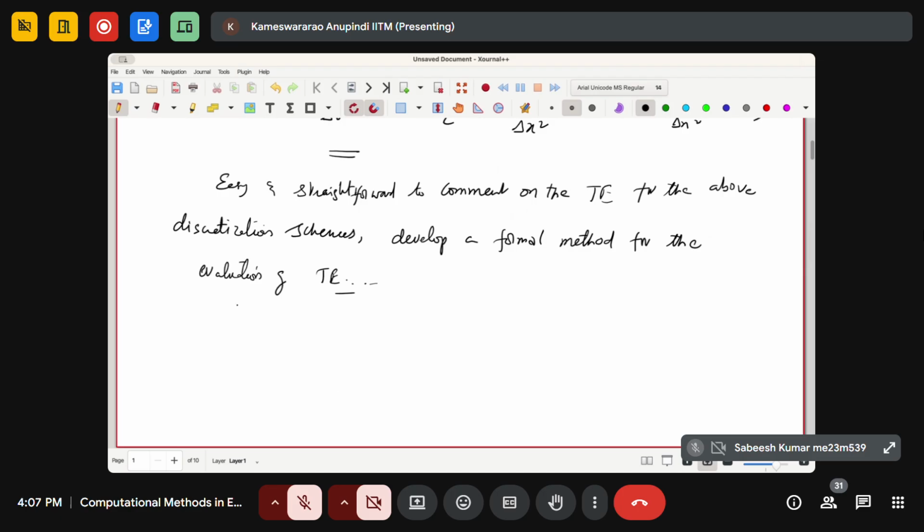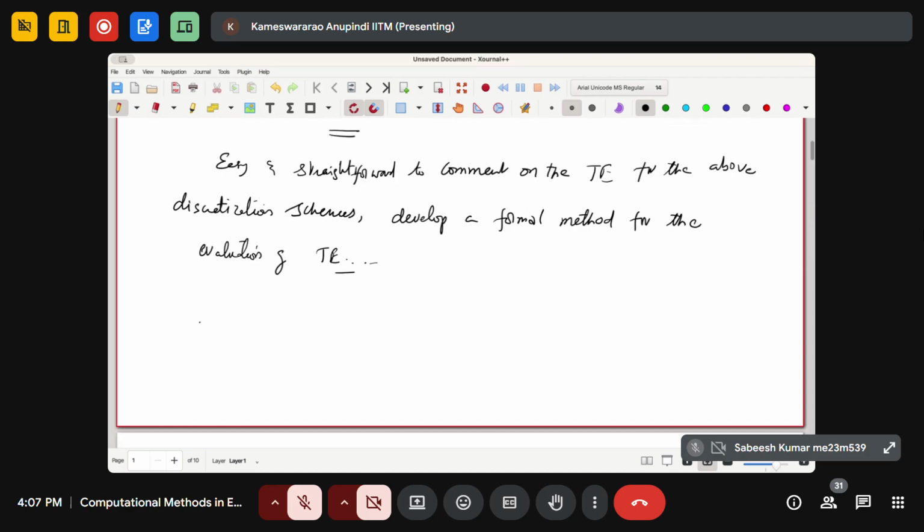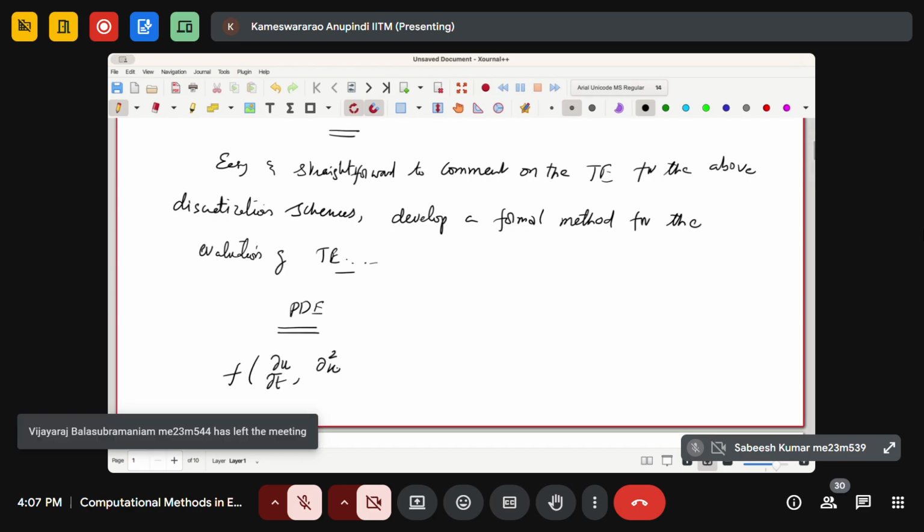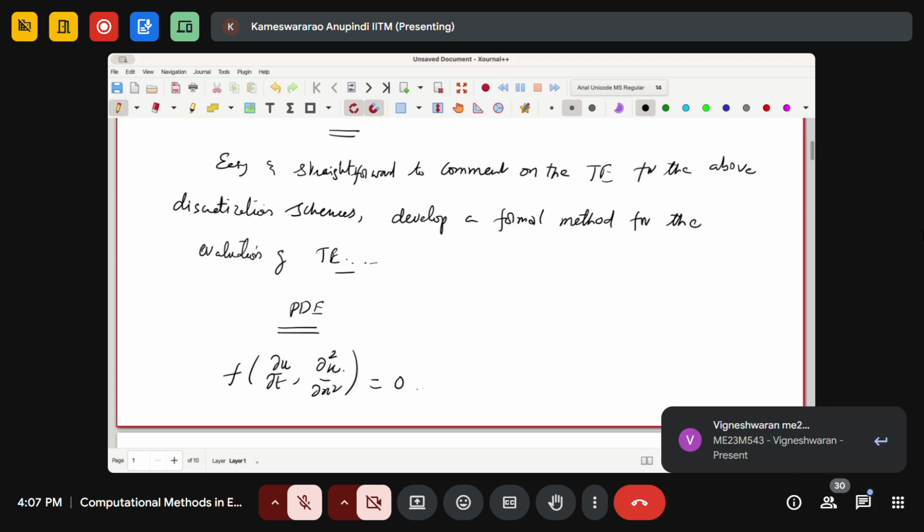Fine. So let's look at the truncation error. We already said what truncation error is. Essentially, you have this differential equation. On one hand, you have the partial differential equation, which in this case is ∂u/∂t equals alpha ∂²u/∂x². That means I can write this as a function of ∂u/∂t and ∂²u/∂x² equals 0. So this is an equation involving the first time derivative and the second spatial derivative.